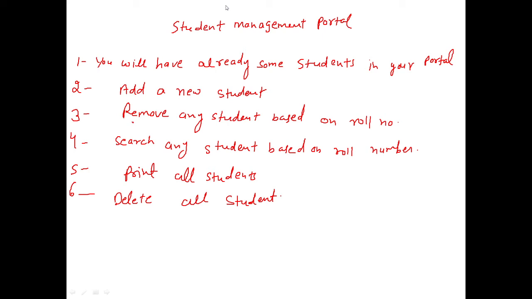Means what I said, I just run my program. Now it will give me options: press 1 for adding a student, press 2 for removing any student, press 3 for searching any student, press 4 for printing all students, press 5 for deleting all students, right? Suppose I pressed 1, then it will ask me to give the roll number of the student. Suppose I give 103, then give the name of the student.